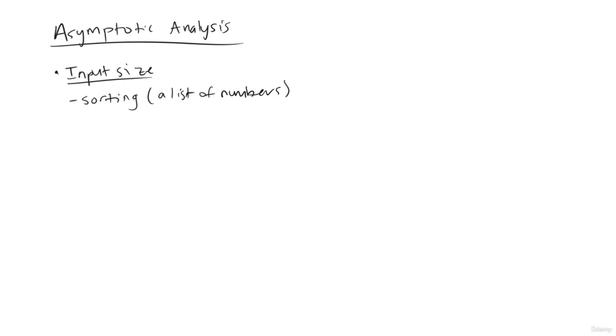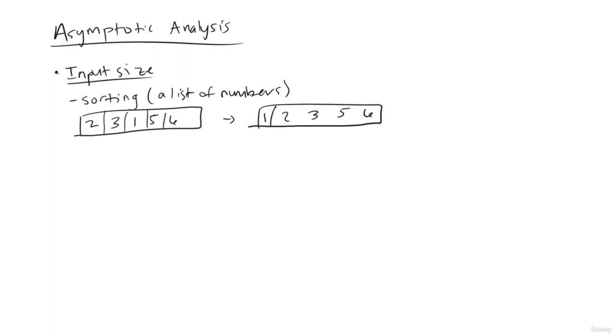And so when I talk about asymptotic analysis on sorting, what I'm really wanting to know is, if I have an algorithm that's going to sort a list of numbers like 2, 3, 1, 5, and 6 into 1, 2, 3, 5, and 6, because we're sorting in ascending order in this example, then maybe it works well. Maybe it works just fine on a list of numbers that's 5 items in size. That's what I mean by input size. So the input size here would be 5.